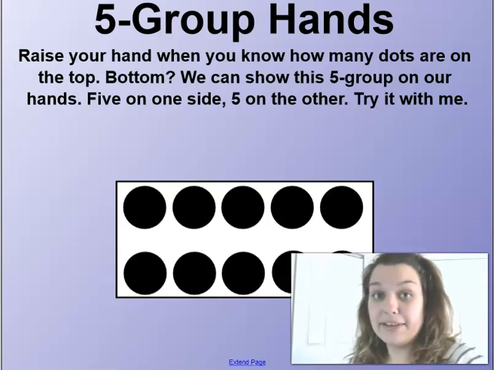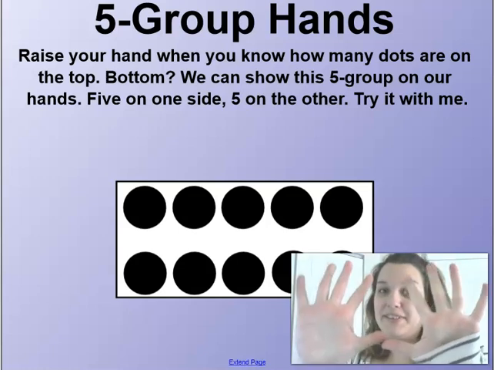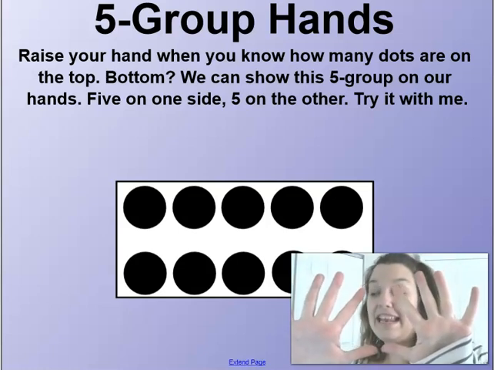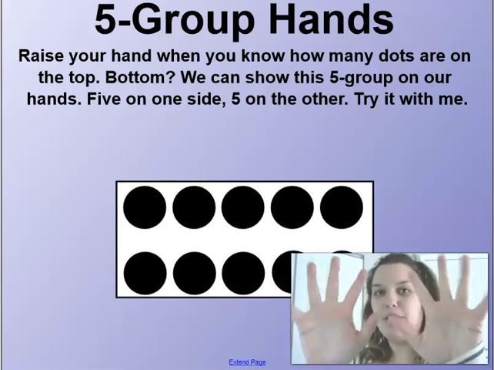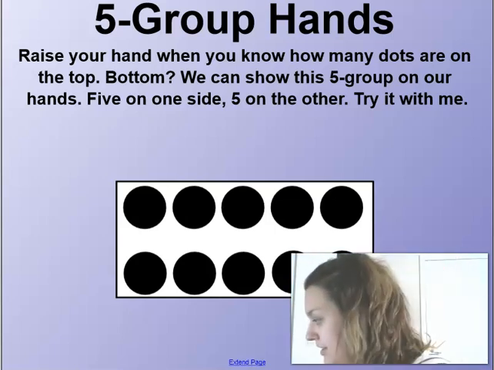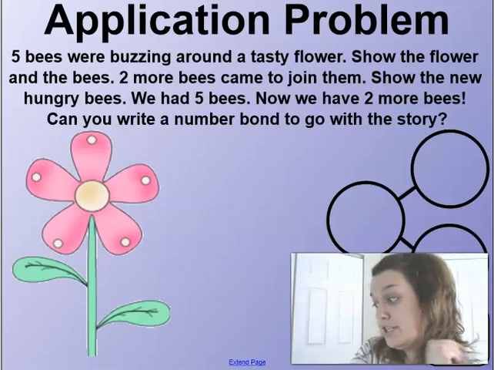Show me in 3. Show me in 2. Show me in 1. 10. Very good. We have 5 on the top and 5 on the bottom, and we know 2 hands is 10. Great job. So I think you're ready for our application problem.